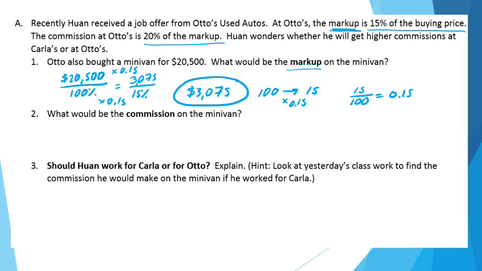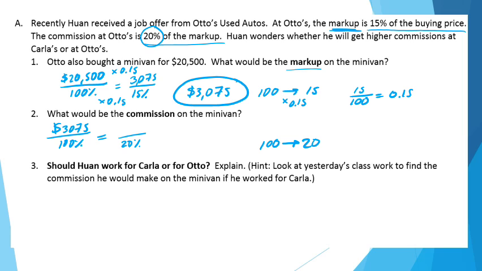However, what would the commission be? Well, the commission is going to be 20% of the markup. So $3,075 represents 100% of the markup, but the commission is only 25% of the markup. So again, I need to find that scale factor. I'm going from 100 to 25. But wait, did you catch my mistake? It shouldn't be 25%. It should be 20%. So let's fix that real fast.